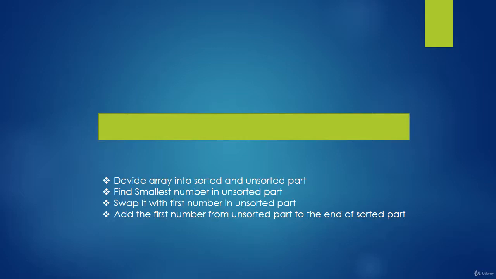Selection sort is probably the simplest sorting algorithm. The idea behind selection sort is simple. Split the input array into sorted and unsorted part, find smallest number in unsorted part of array, and swap it with first number of unsorted array. Then we move the first number of unsorted array and add it to the end of our sorted part.